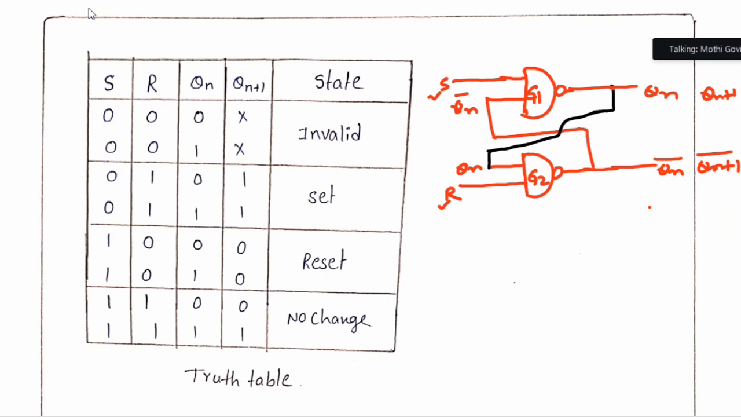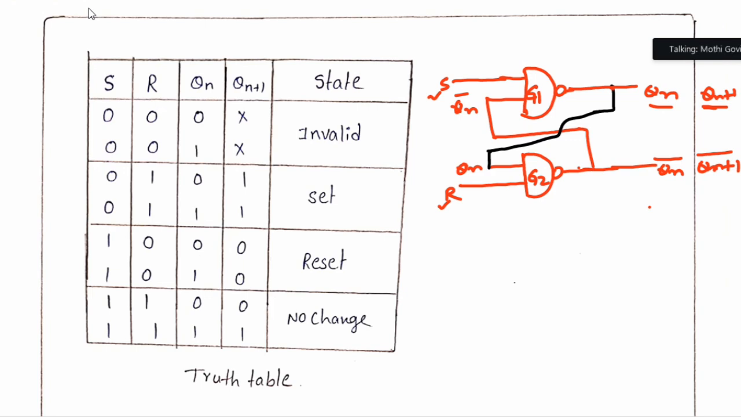Now here gate 1 and gate 2 are cross coupled with each other. Gate 1 output is given to the input of gate 2. Gate 2 output is given to the input of gate 1. So here the output is always in complemented form. If Qn is 0, Qn bar will become 1. If Qn is 1, Qn bar will become 0. Hence we are only going to find Qn plus 1, considering only Qn. If you know Qn, automatically Qn bar is the complement of Qn.